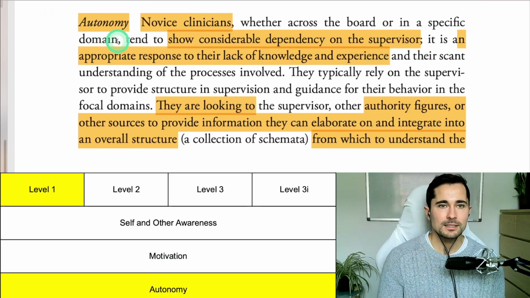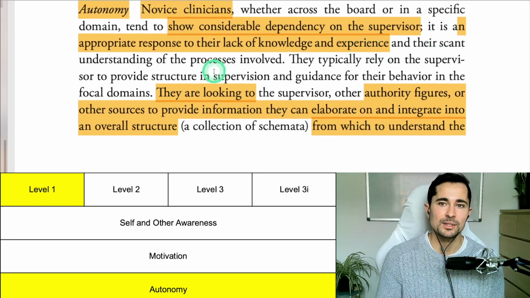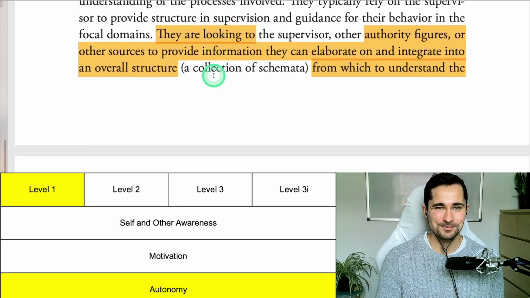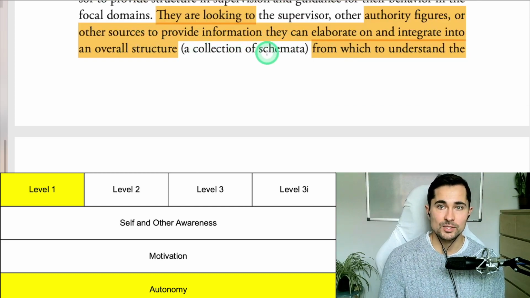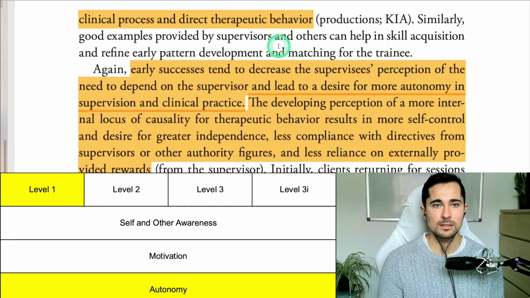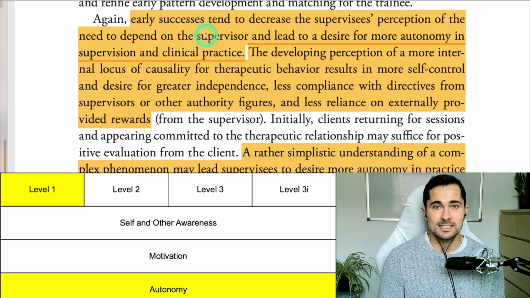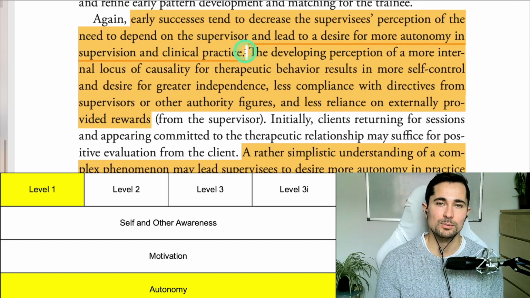Level 1 autonomy then. Novice clinicians show considerable dependence on the supervisor, which is an appropriate response to their lack of knowledge and experience. So they're dependent, and rightly so, essentially. They're looking to authority figures or other sources to provide information they can elaborate on and integrate into an overall structure from which to understand the clinical process and direct therapeutic behaviour. Early successes tend to decrease the supervisee's perception of the need to depend on the supervisor and lead to a desire for more autonomy in supervision and clinical practice.